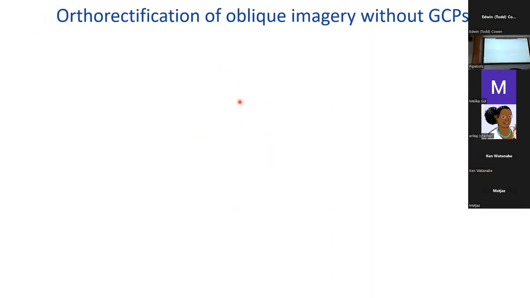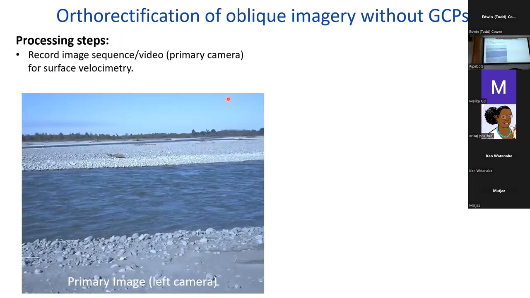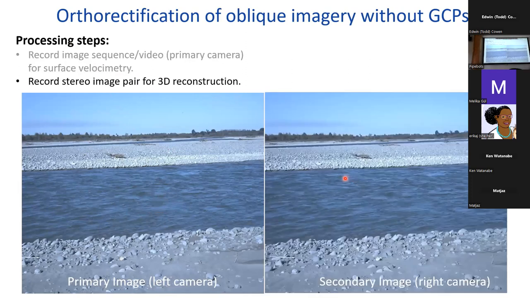So how do we go about auto-replication of ground control points? Well, the processing steps are to first record an image sequence or video with the primary camera for surface velocimetry. Then we also record a stereo image pair for 3D reconstruction. So here is the left primary camera and the right secondary camera. Those are synchronous images.